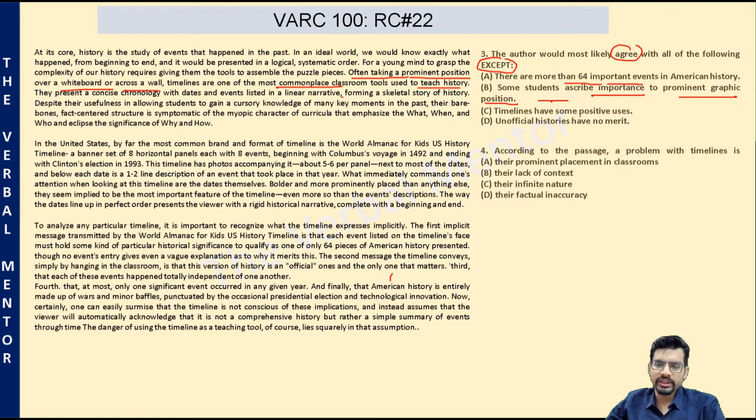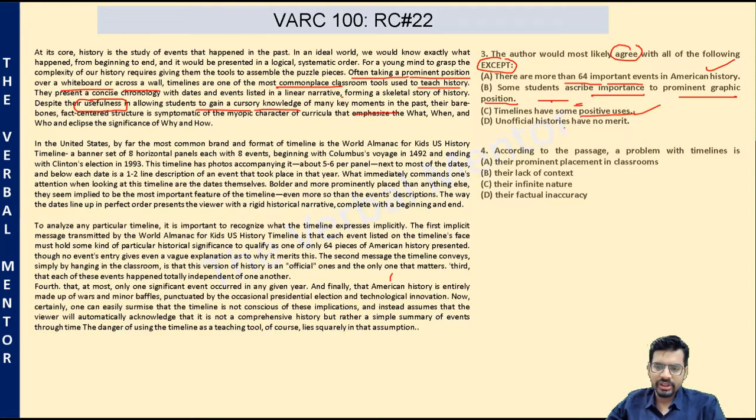Timelines have some positive uses. Clearly, author mentions that they are useful despite their limitations, in allowing students to gain a cursory knowledge of history. So at least they are important in providing students with a cursory knowledge, some superficial knowledge of history. So timelines have some positive uses. Author will agree with this. Author will agree with A. B, maybe it's a doubtful choice, but let's see. A dubious choice.